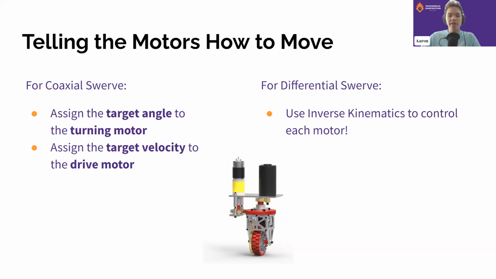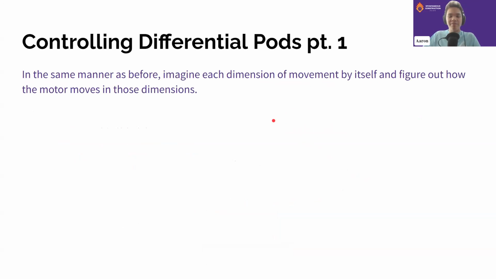So how do you actually tell the motors to move once you have the pod logic solved? For coaxial swerve, it's relatively simple since you have one motor for turning and one motor for running the wheel. You can basically assign the target angle to the turning motor with a PID controller, telling it to move like normal, and then assign the target velocity to the drive motor if the turning motor reads out that it's facing the correct direction. For differential swerve, it's a lot more complicated, and we have to use more inverse kinematics to control each motor individually. So let's dive into that.